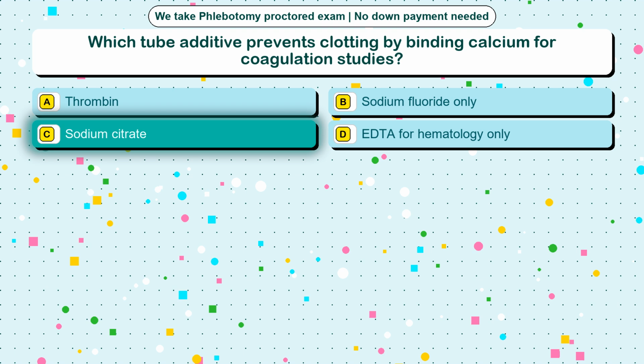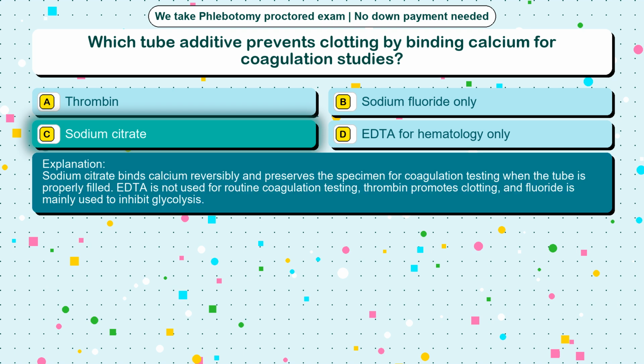The correct answer is option C, sodium citrate. Sodium citrate binds calcium reversibly and preserves the specimen for coagulation testing when the tube is properly filled. EDTA is not used for routine coagulation testing. Thrombin promotes clotting, and fluoride is mainly used to inhibit glycolysis.